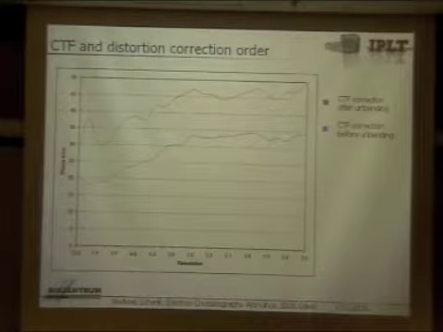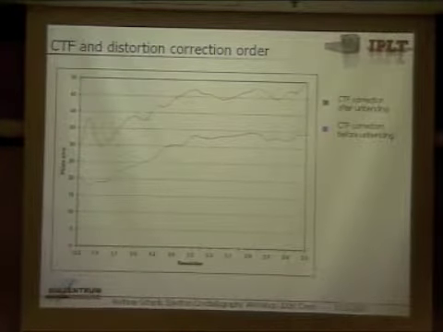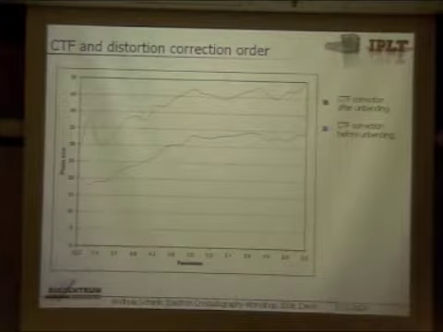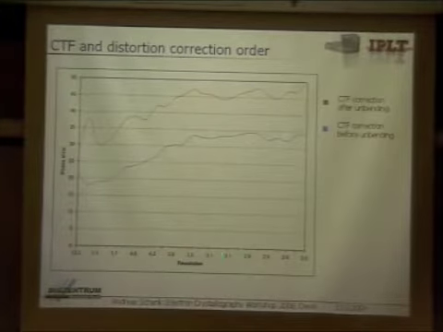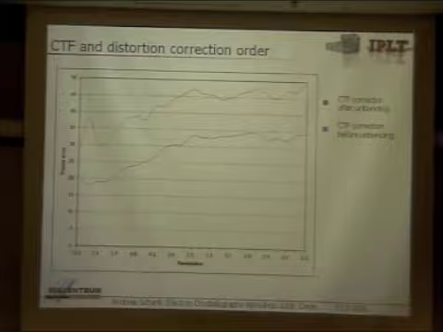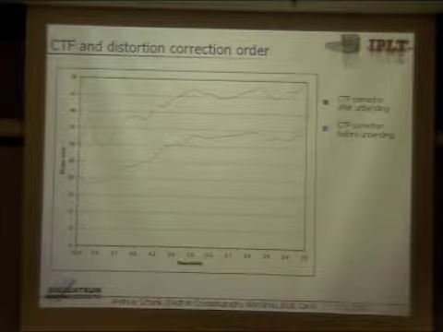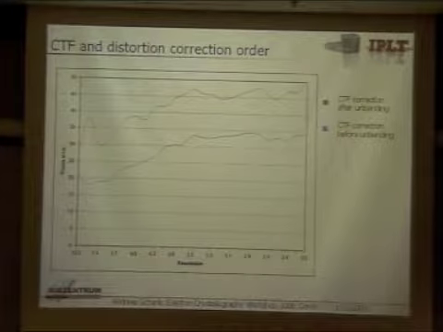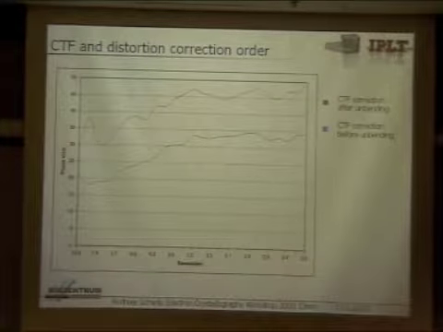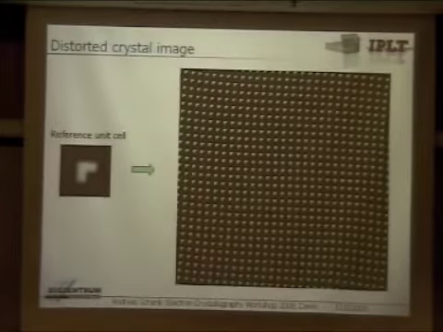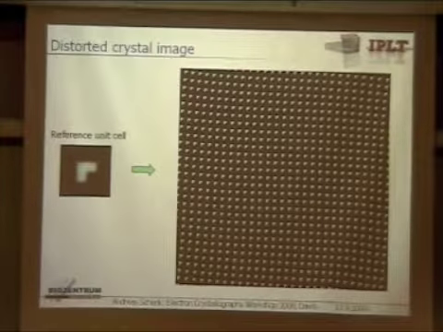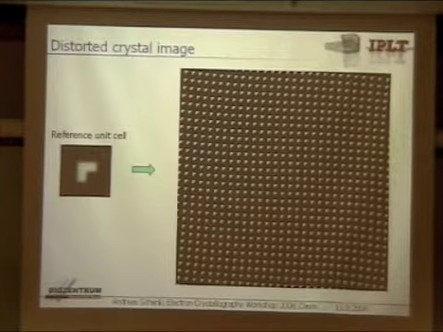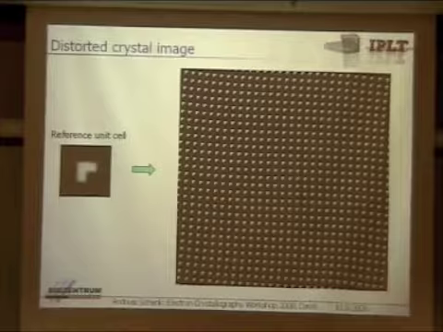If you do it the other way around, you can see the phase error goes up to 50 degrees at 2.5 angstrom. So that's really, it makes a difference if you correct for the CTF first or you correct for CTF after the unbending. So how much distortion did you apply? That's this image. And how much defocus? 8,000 angstrom. Yeah. So what was the question?